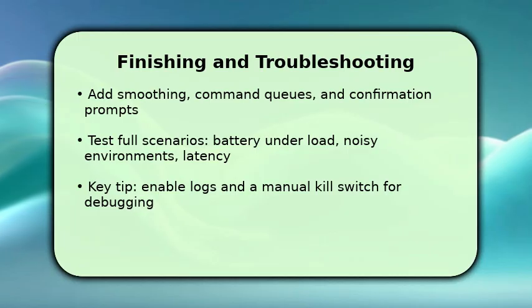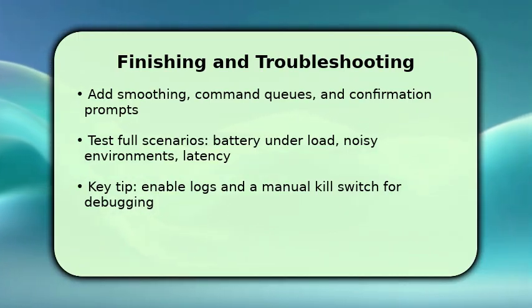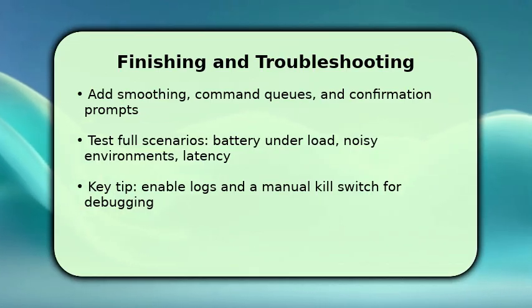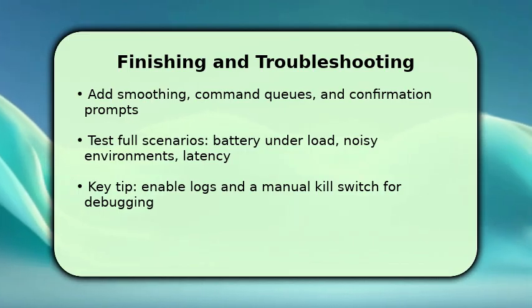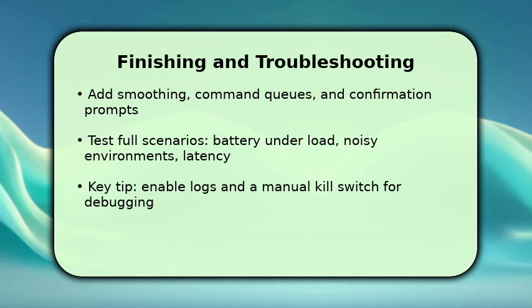Once integrated, package the software as a service that restarts on failure and expose a simple web UI for manual override. If something goes wrong, enable verbose logs and rely on a physical kill switch so you can stop motion immediately while you inspect failures.